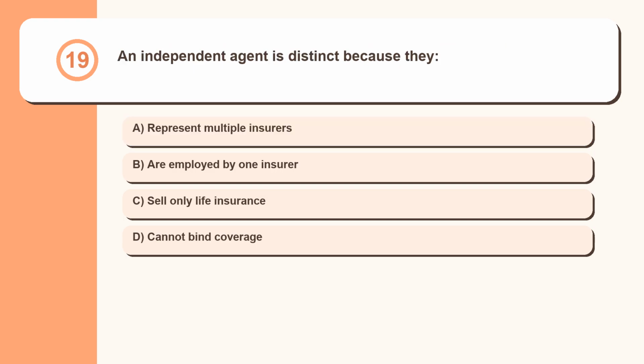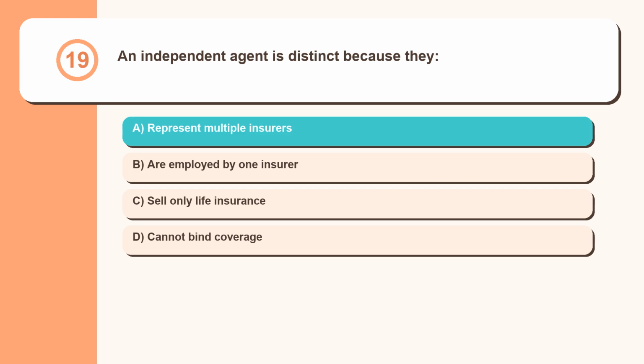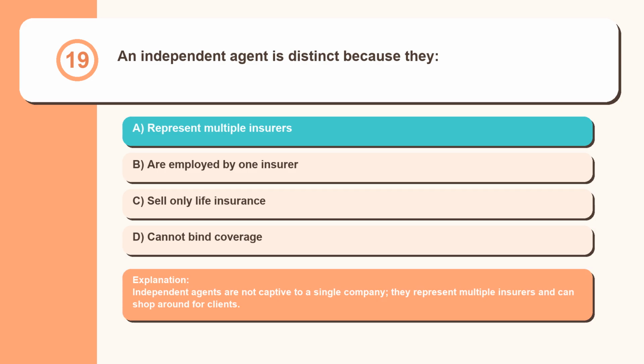Question 19. An independent agent is distinct because they represent multiple insurers, are employed by one insurer, sell only life insurance, cannot bind coverage. Independent agents are not captive to a single company, they represent multiple insurers and can shop around for clients.